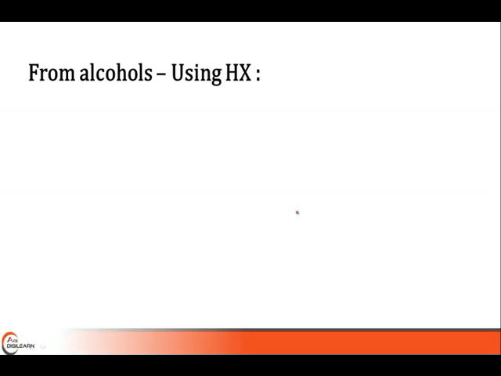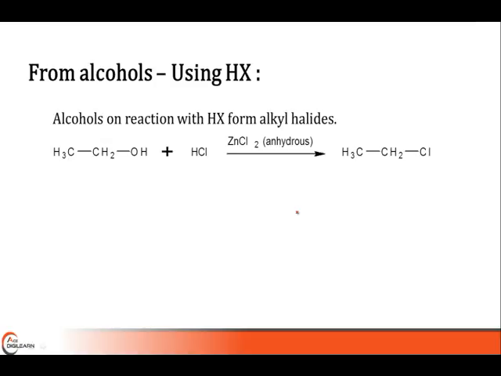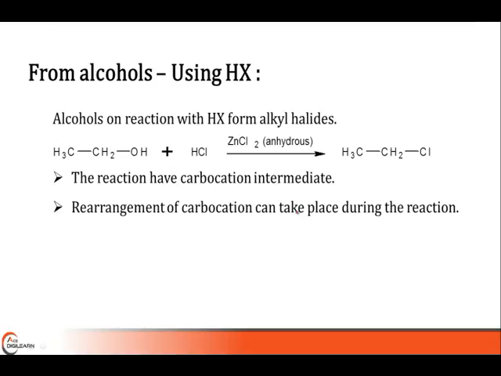Alcohols using hydrogen halides. When we react alcohols with hydrogen halides, we get alkyl halides. To prepare alkyl halides, we use HCl in presence of ZnCl2. This reaction has a carbocation intermediate. Again, rearrangements are definitely possible during the course of the reaction. And the combination of ZnCl2 and HCl is known as Lucas reagent.